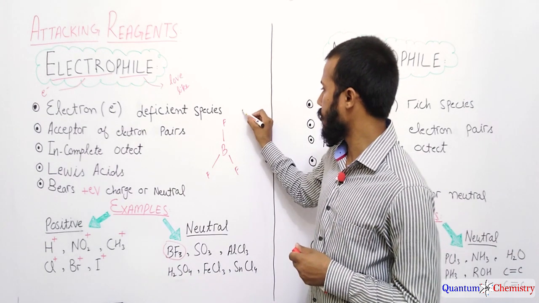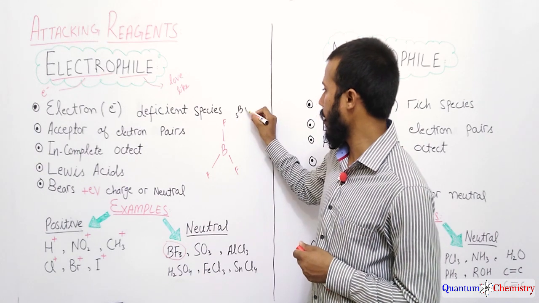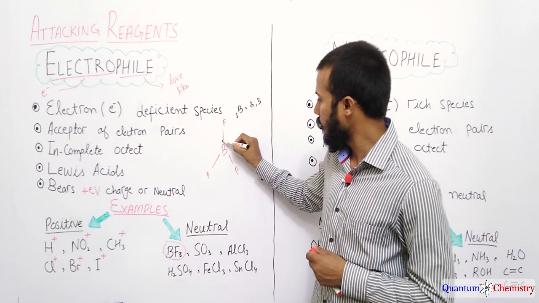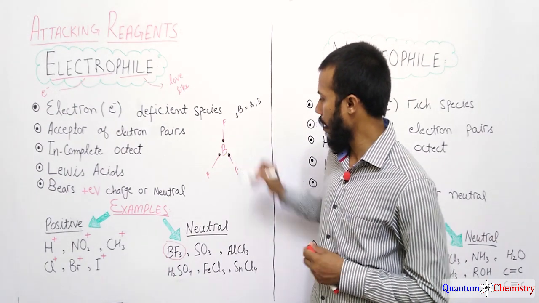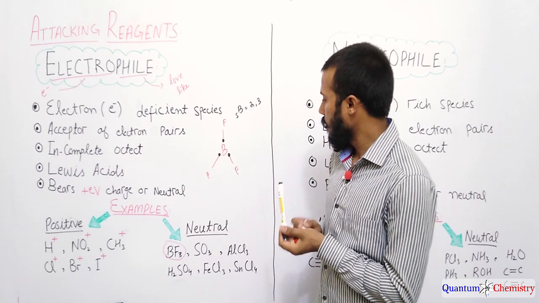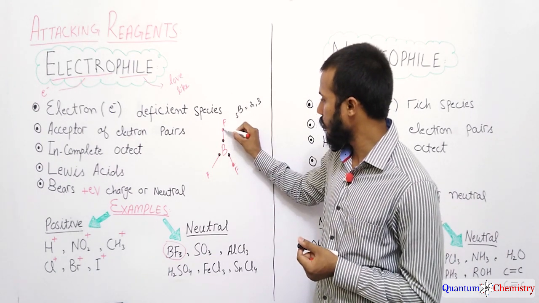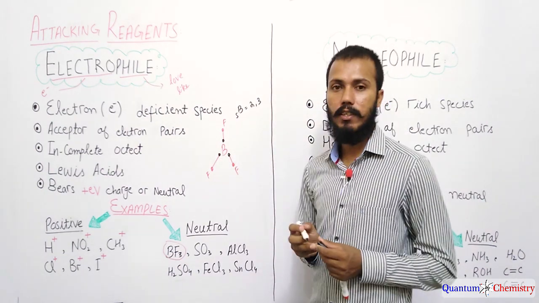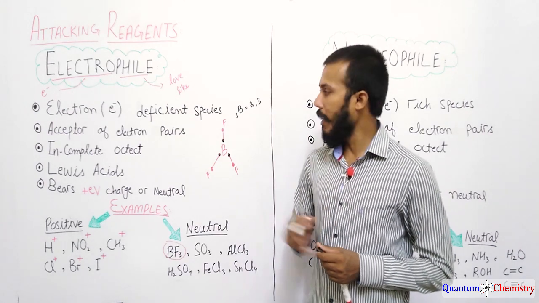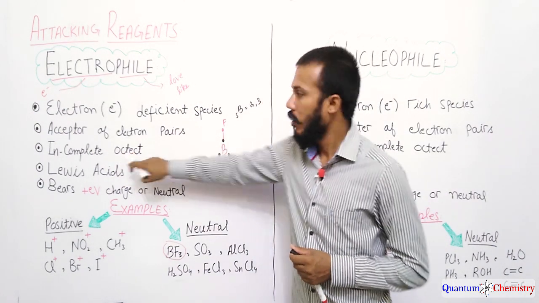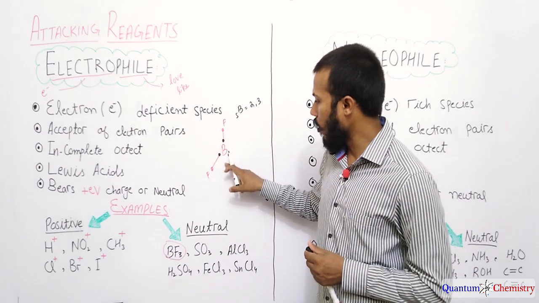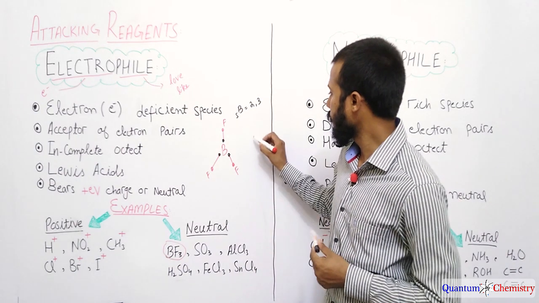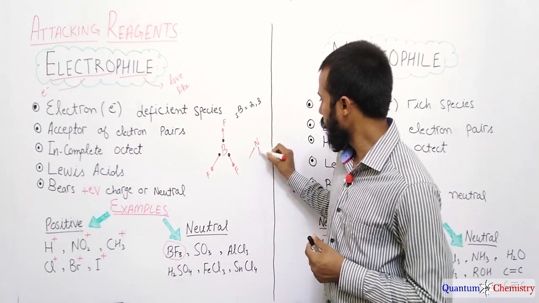Boron's atomic number is 5, so its electronic configuration is 2 and 3. It has 3 outermost electrons, 1, 2 and 3, and it shares them with 3 fluorine atoms, and now 2, 4, 6. Boron has 6 electrons and an incomplete octet. To complete its octet, boron takes the other 2 electrons from ammonia, NH3.